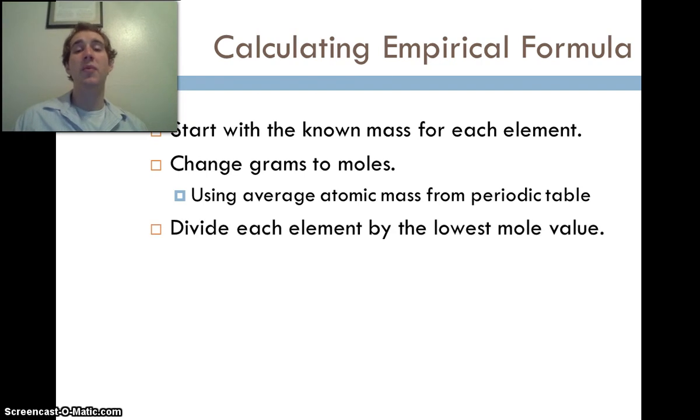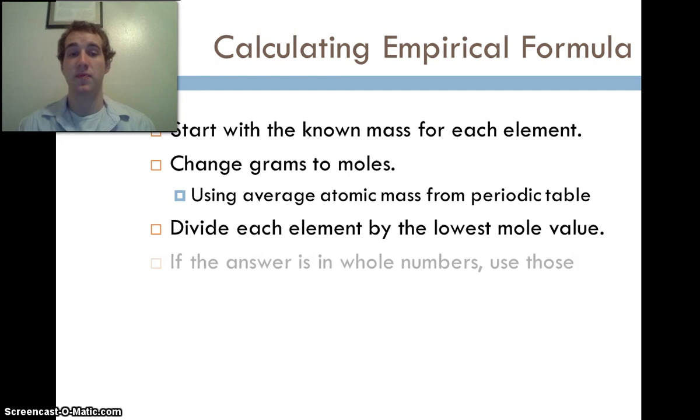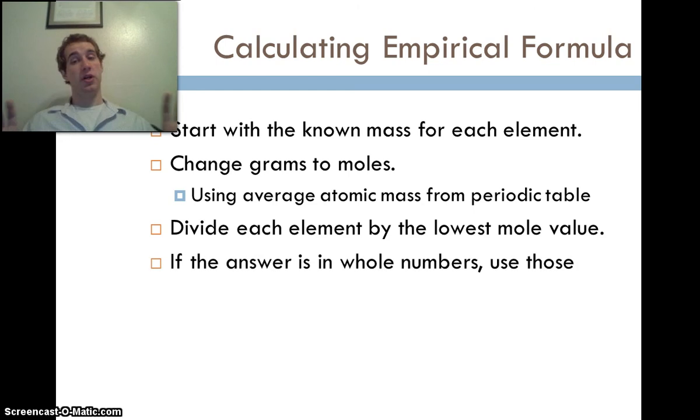Then we go ahead and we divide each element by the lowest mole value. So what we're going to do is set up a ratio, a proportion. Now that we've changed them from grams to moles, we can start to compare them. Once we set them up, we divide all of them by the lowest mole value. If the answer is a whole number, we're done. We're going to use those numbers for the formula.